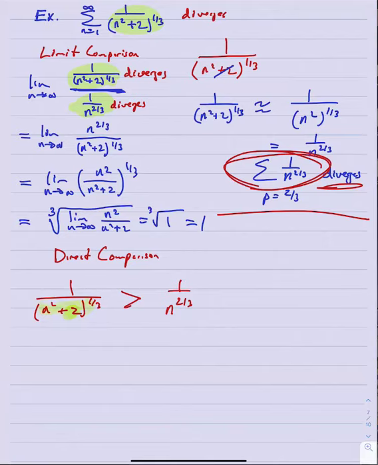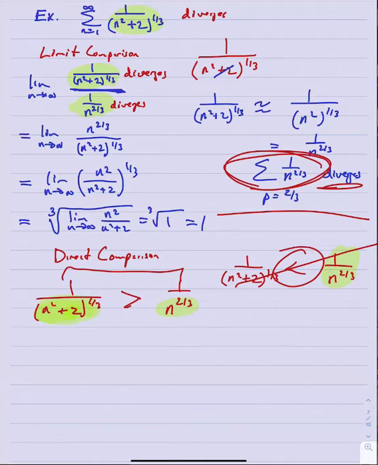When you remove this term, what happens to this expression? It gets smaller. If this gets smaller, then what happens to this fraction? It gets bigger. So actually, 1 over n squared plus 2 to the 1/3 is actually smaller than 1 over n to the 2/3. Let's just say that 1 over n to the 2/3 is larger because I'm dividing by something smaller. Okay, but that means the inequality is going the wrong way. That means this direct comparison is not correct. It really does not show that our series we were after diverges.